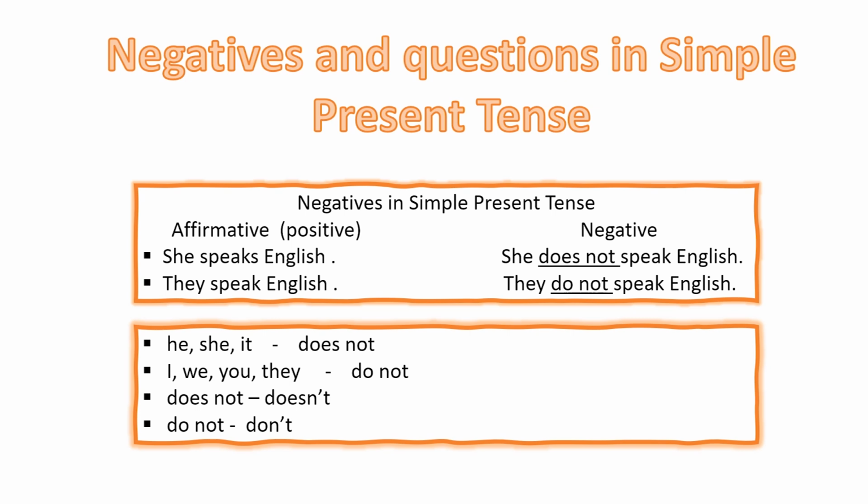The basic reason is with singulars he, she, it, you will use does not. But with the subject I, we, you and they, we use do not. You need to remember this rule in order to convert sentences from affirmative to negative. Remember, does not can also be written as doesn't and do not can also be written as don't.